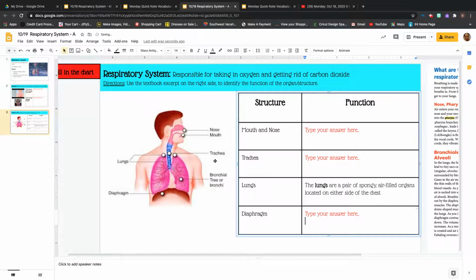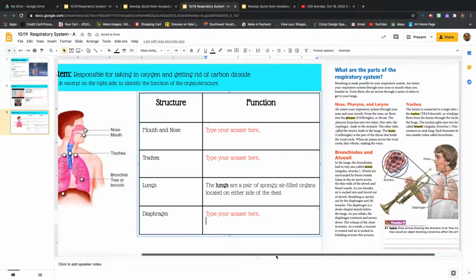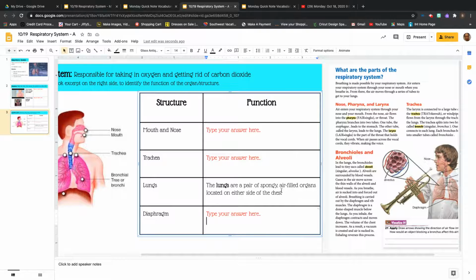We did already fill out lungs for you just because it's not in there. Lungs are a pair of spongy air-filled organs located on either side of the chest. So that's one less you have to do. You just have to fill out these 3. And then when you're done with that, you turn it in.